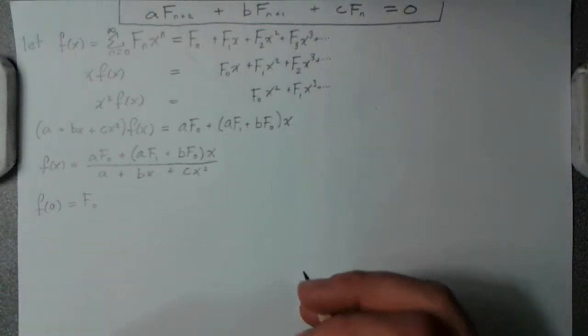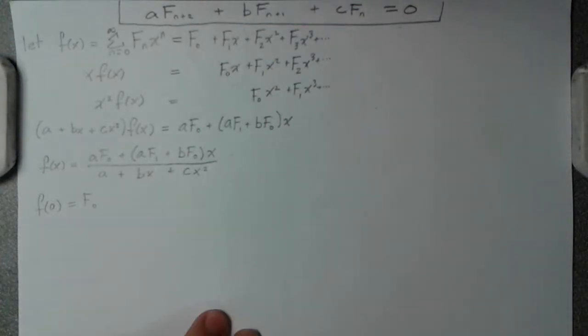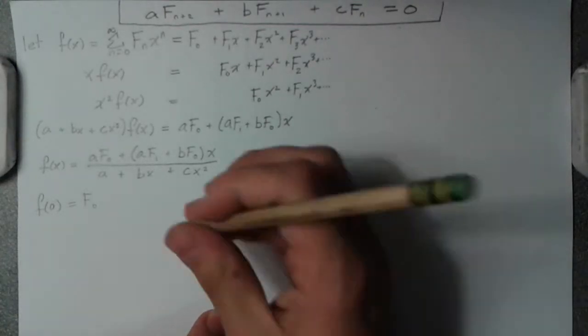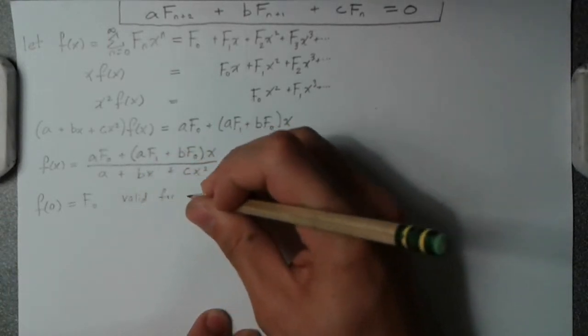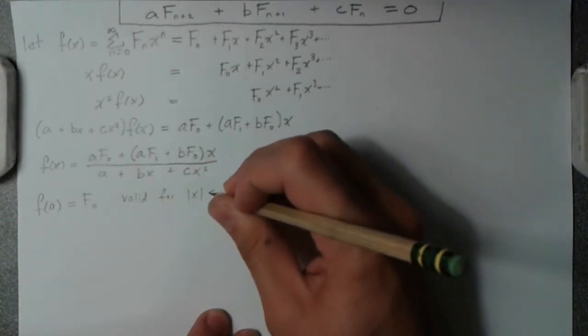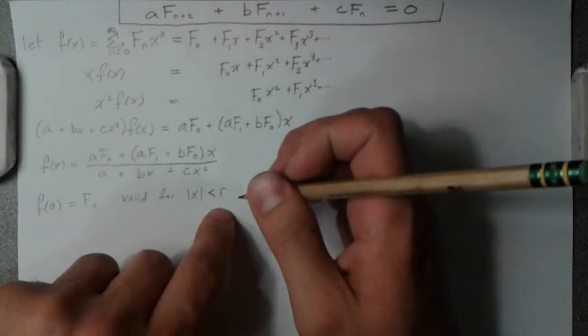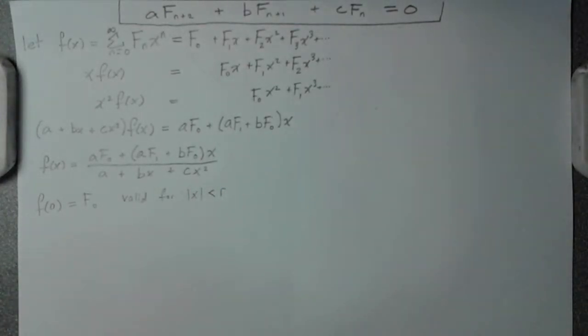So my claim to you is that there is some radius surrounding 0 where this is convergent. So I'm going to say that this is valid for when the magnitude of x is less than some radius, some real number there. And if you don't believe me, that's fine, because you can still get to the answer and then you can prove that it was right using induction. I might make a video for that, I might not, I'm not sure yet.